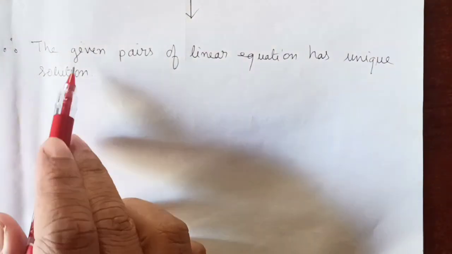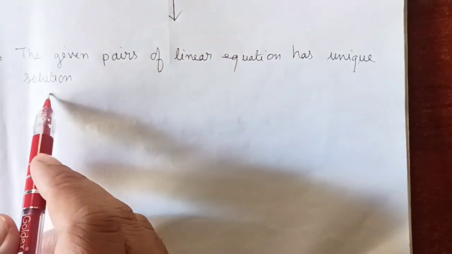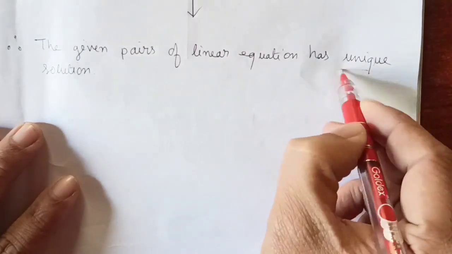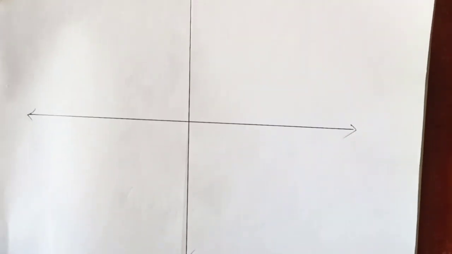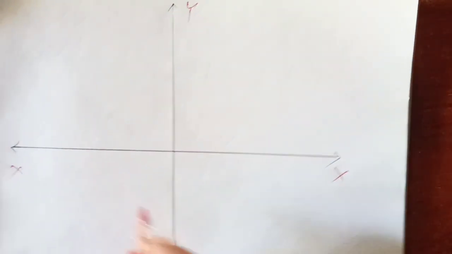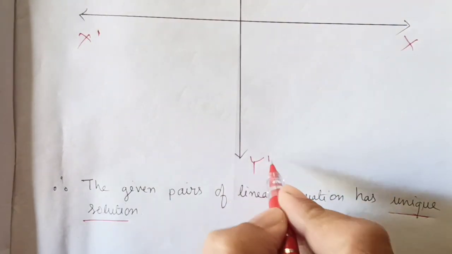Okay, see, there are three types of graph. So the given pairs of linear equation has unique solution. When the graph has unique solution, the graph will be in this way. So this side is x, both sides is x, downside and upside is y. Left side we put one mark and downside we put one mark. It shows that these are for negative values.